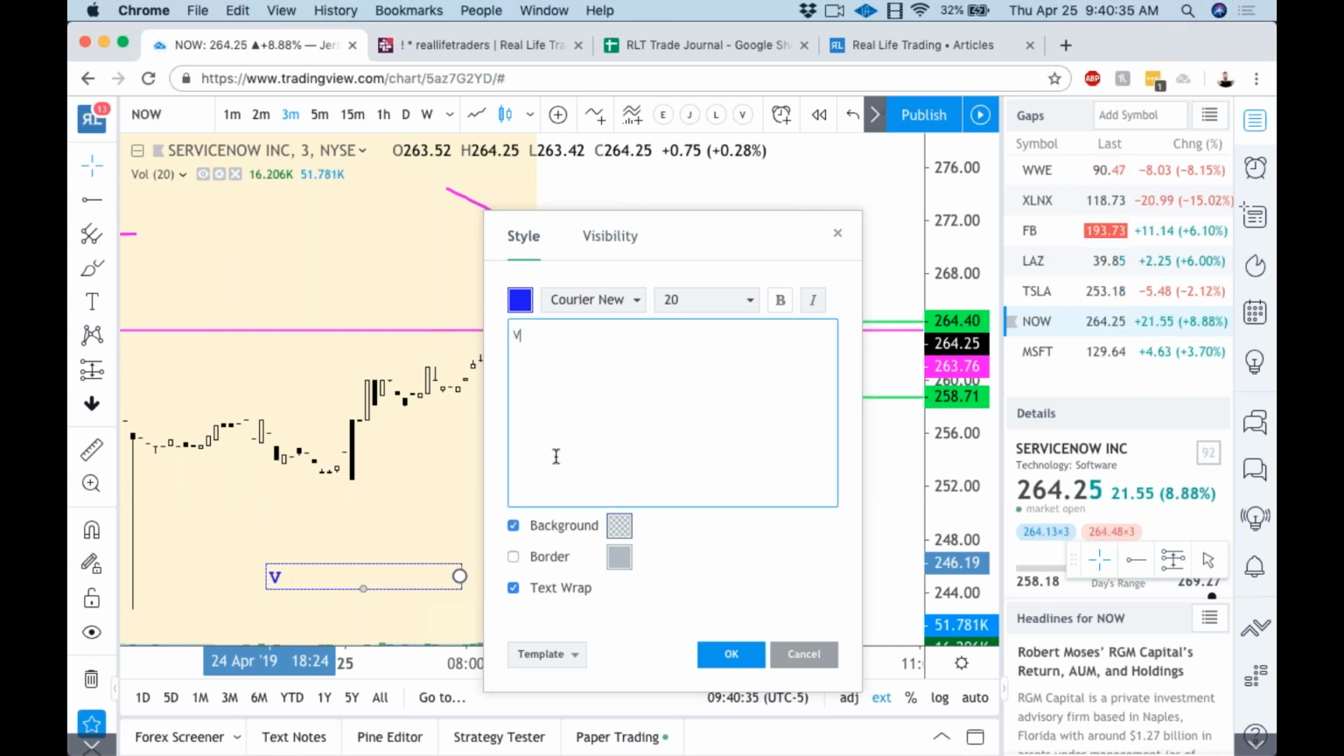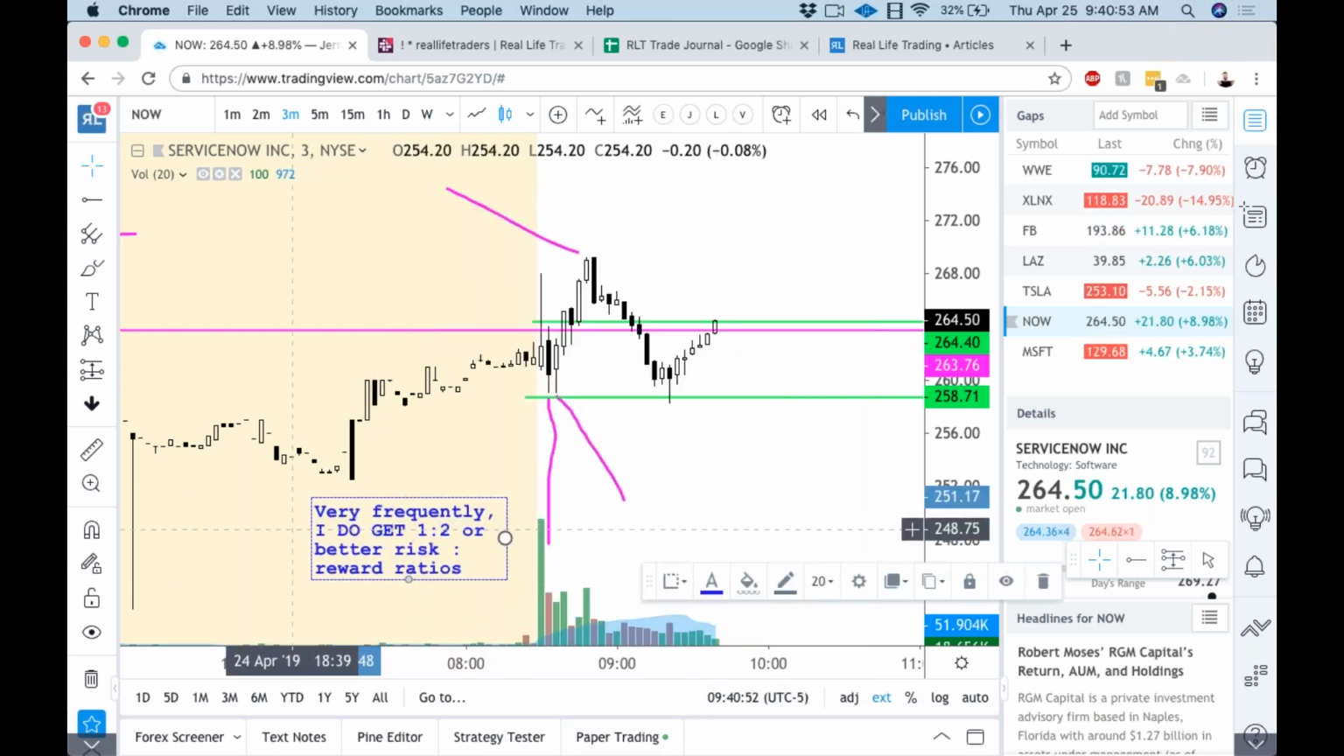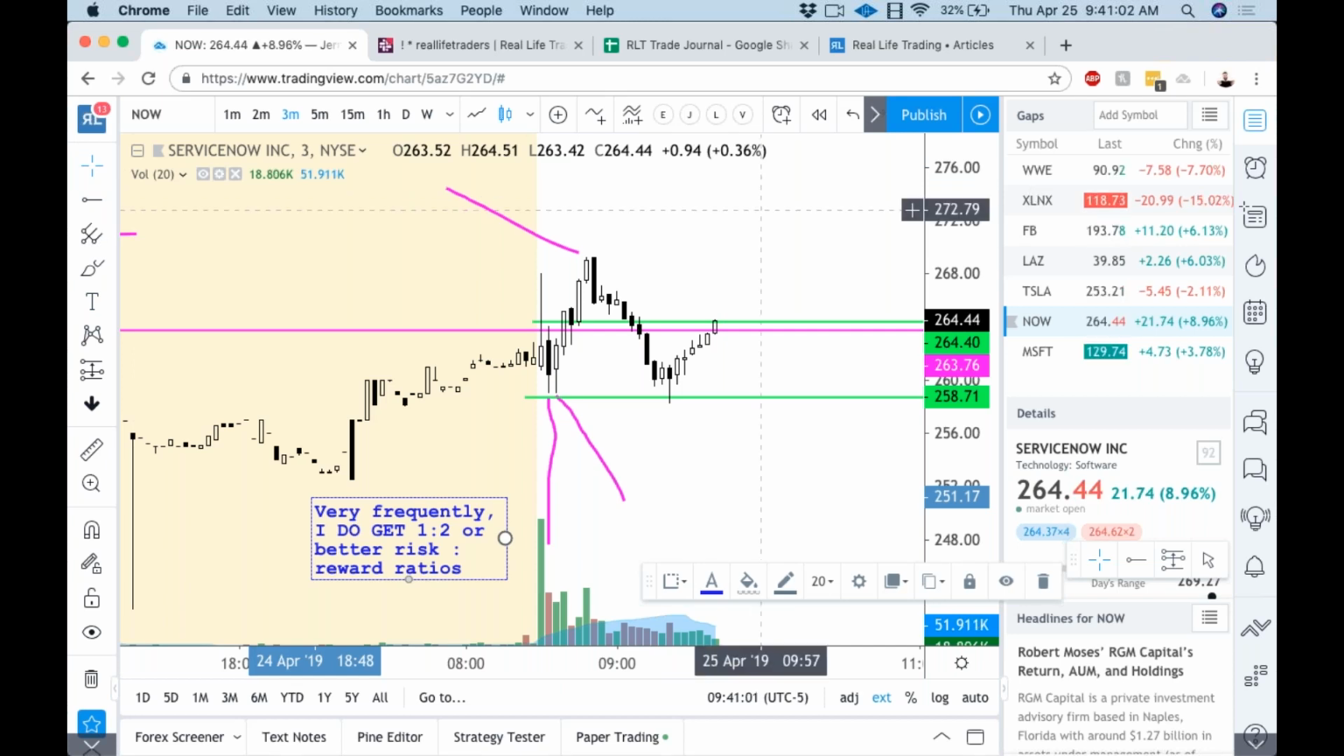But very frequently in day trading, I do not get 1 to 2 or better risk reward ratios. Very frequently, like 85% of the time. So if you're thinking like, what does that mean? All right, well, let's think about it.